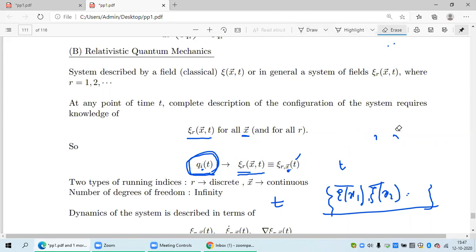You can ask if there is any doubt. So, sir, here we put the values of x for a particular time t to get the complete description?